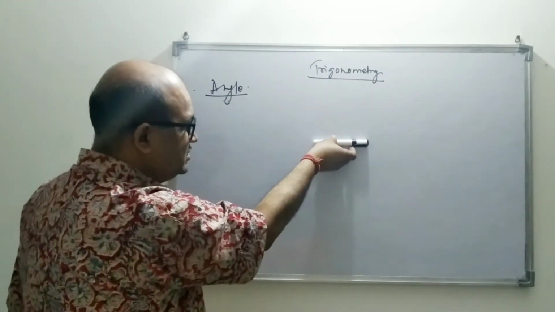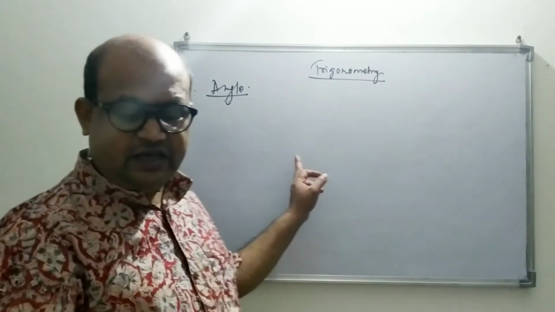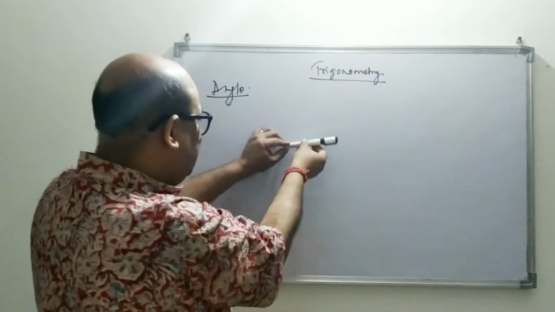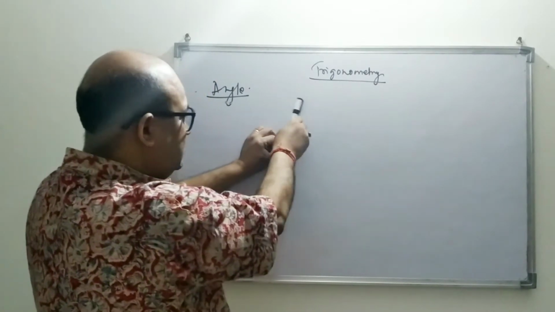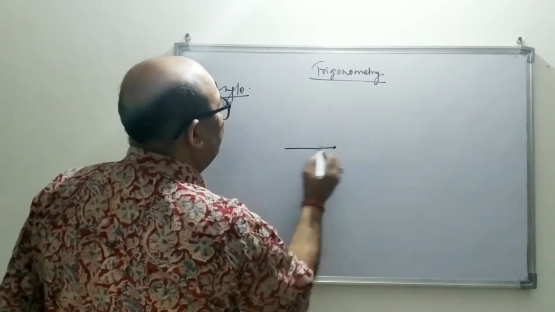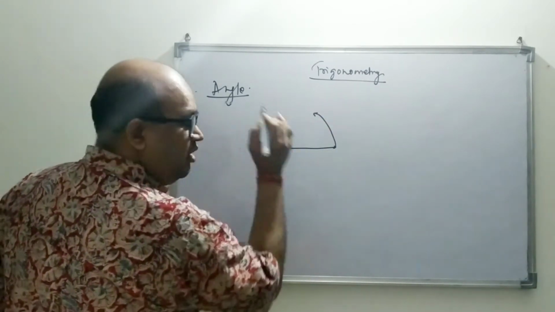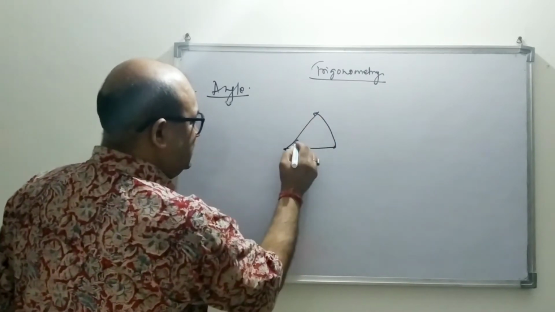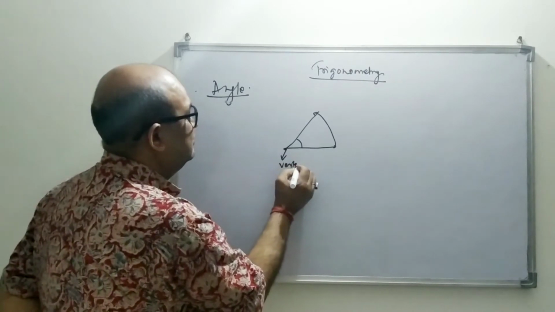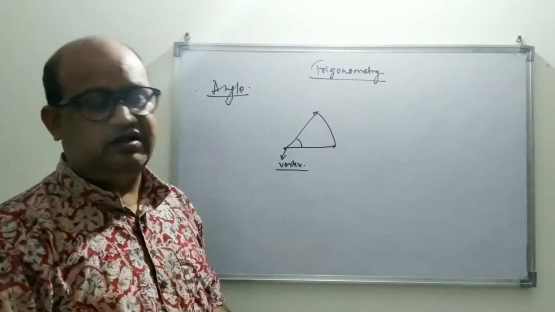Suppose this is a ray. The measure of rotation of a ray about its initial point, from its initial position to final position. This is about a point. This is the measure of rotation of a ray about a point. This is called angle. So this point is called vertex. This is the point with reference to which it is moving, that is called your vertex.